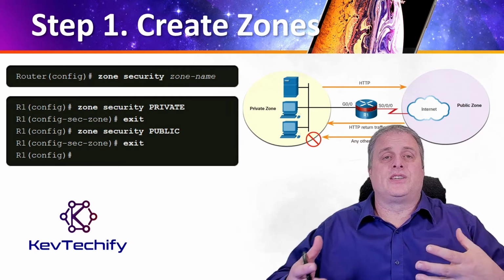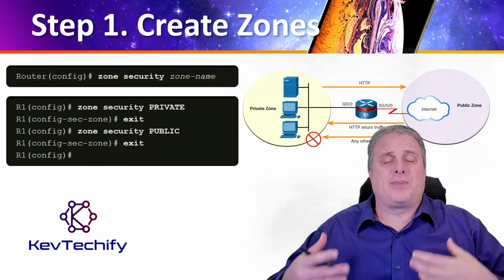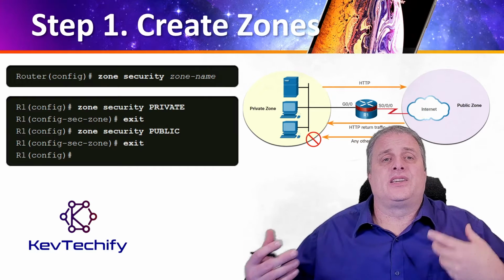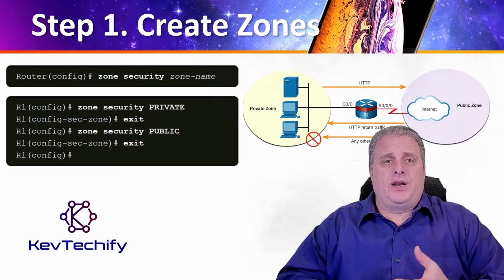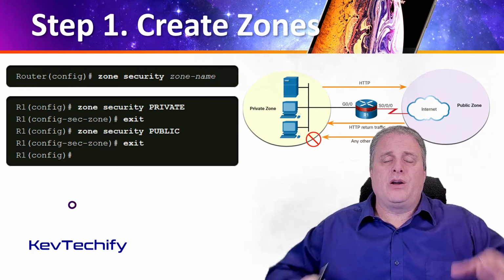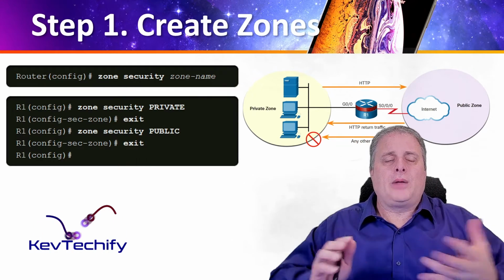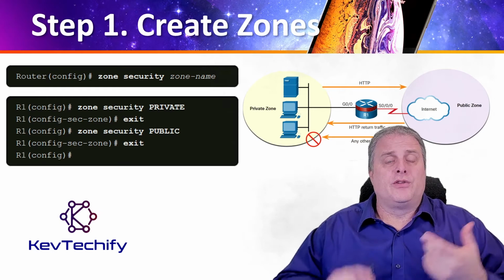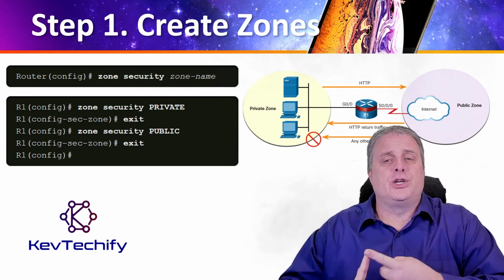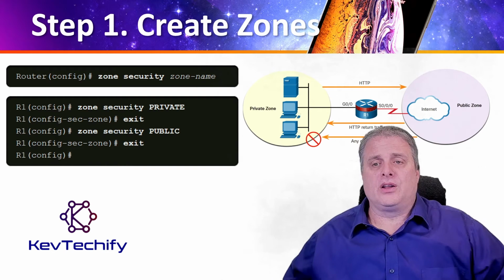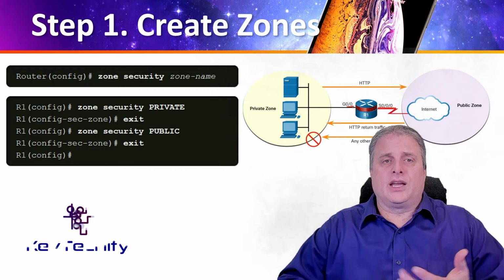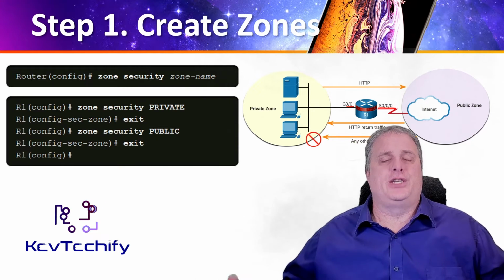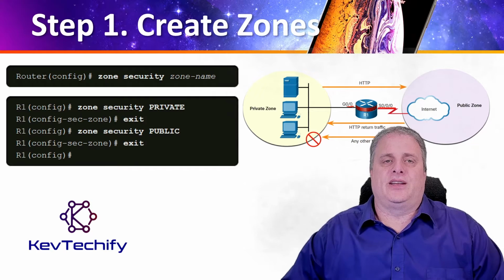Let's look at the process of actually setting up this zone-based policy firewall on a Cisco IOS router. The first step here is to create your zones. However, before you create your zones, you should figure out some questions. First question, which interfaces should be included in your zones? Here in our little example, we have 2 interfaces, G0/0 and Serial 0/0/1. Second question, what will be the name of each zone? Give it a name you can easily identify.